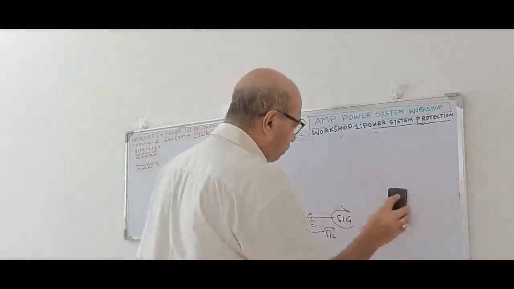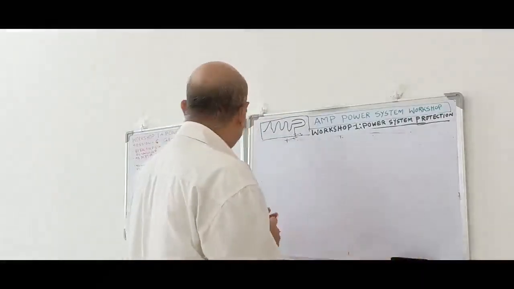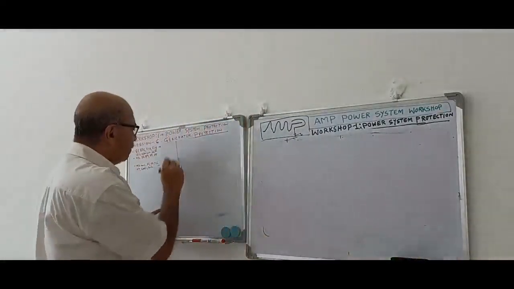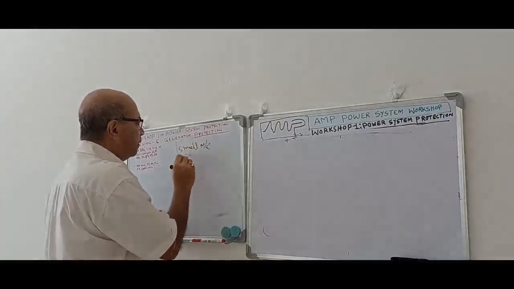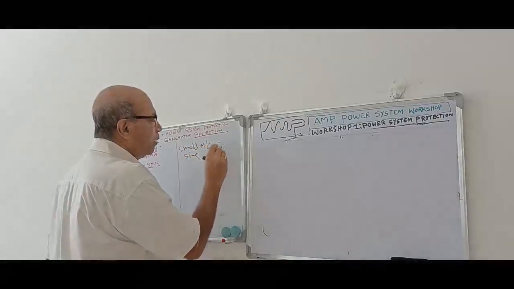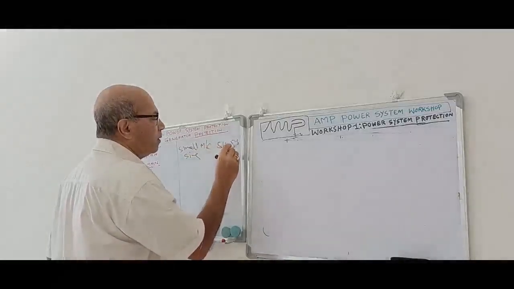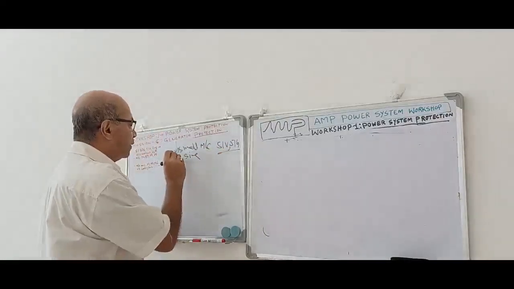Now, if the same small machine we want to run in parallel, that is in case of a multi-machine system, then what are the protections to be provided? So, the first category we can write here one by one. The first is a small single machine, which will have 51V and 51G. These are the two protections we have provided for the first category.